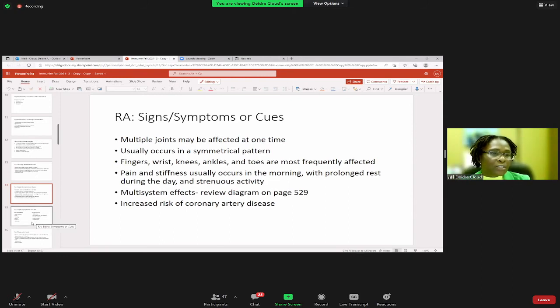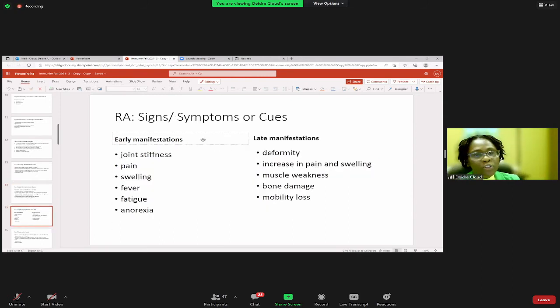So here they are. Your early manifestations, you may start with joint stiffness and pain, swelling, all the way to late manifestations where you have deformity, increase in pain and swelling, muscle weakness, bone damage, immobility. So what would you teach a patient who's newly diagnosed with rheumatoid arthritis? What do you think they need to do to try not to get to these late manifestations?